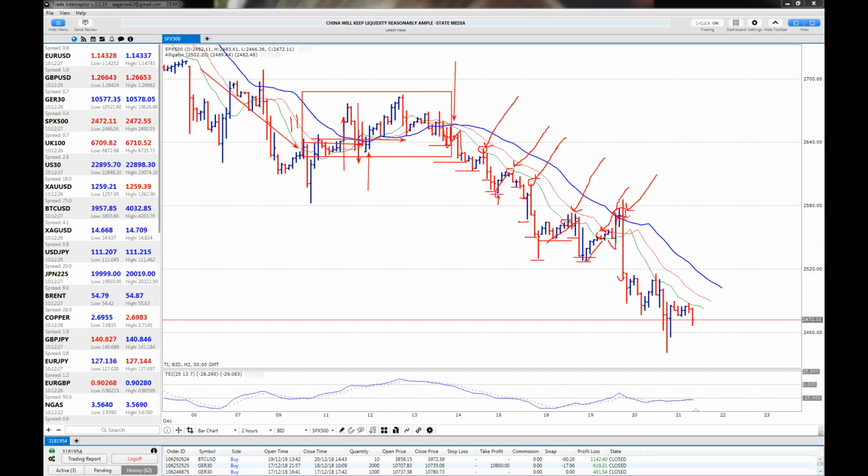Confirming the trend to the downside, making new lows, making new lows, making new lows, still below all the moving averages, trading up again to the green moving average, giving us a sell signal.